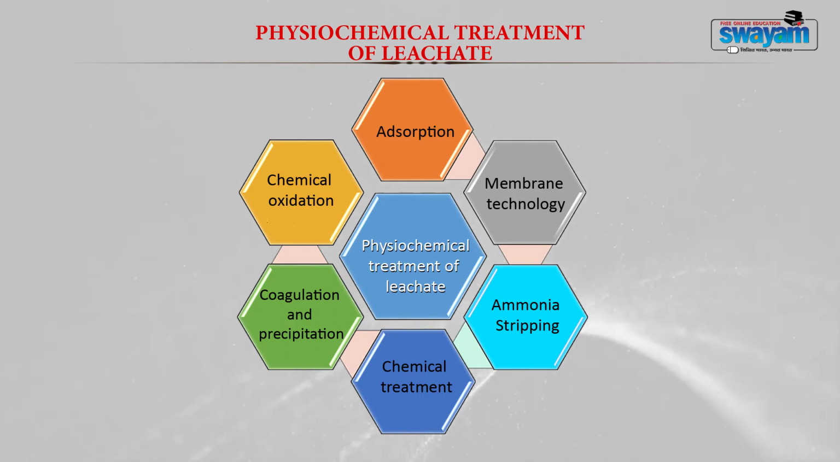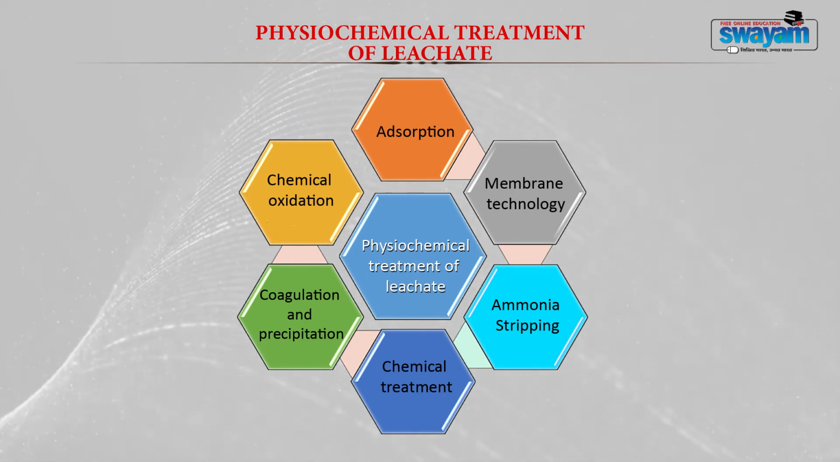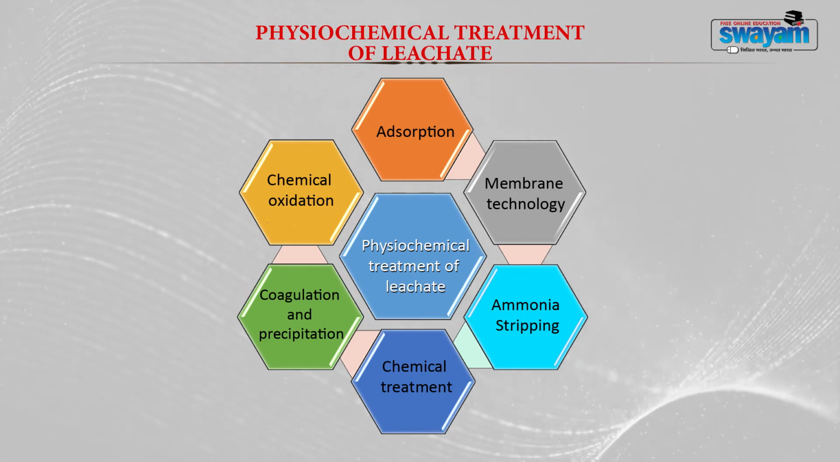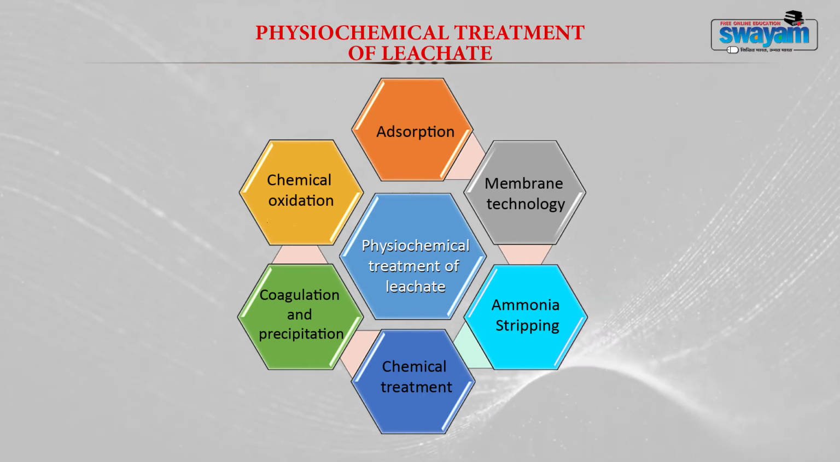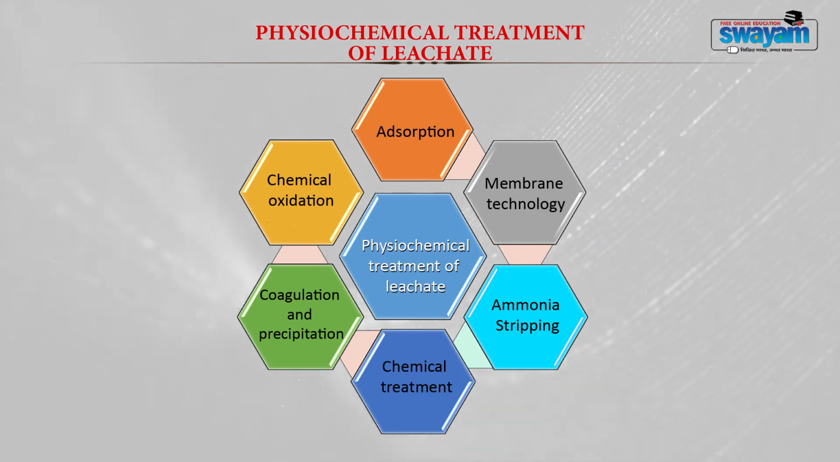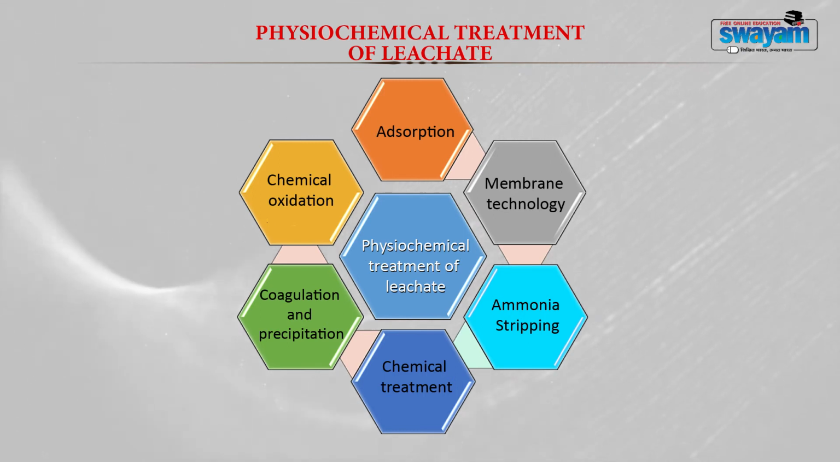The second one, membrane technology, is generally used in the final or polishing step. Microfiltration, ultrafiltration and reverse osmosis processes are generally used. They remove dissolved inorganics like metals, cyanides, ionic species, and high molecular weight organics like pesticides from the leachate. Just like adsorption, here also pre-treatment is required.